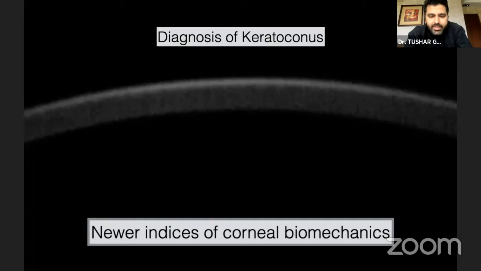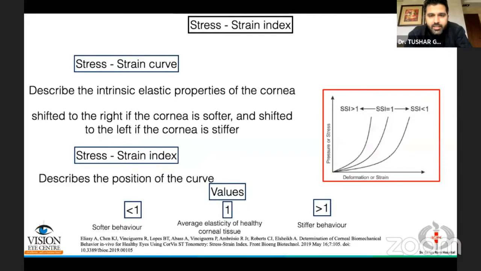Then there are some newer indices of corneal biomechanics that are available now and that have been more recently introduced because, like I said, the Corvus is gaining functionality quite a lot because of the popularity that it has gained. One of the things that it tells you is the stress strain curve and the stress strain index. So this by itself for one particular individual, this by itself for comparing multiple individuals is not very useful. But when you look at one cornea serially over time, then this does provide a lot of value. So if you have the stress strain curve moving to the right, that means the cornea is becoming biomechanically weaker with time. And if it is moving to the left, that means the cornea is becoming stiffer or biomechanically stronger.